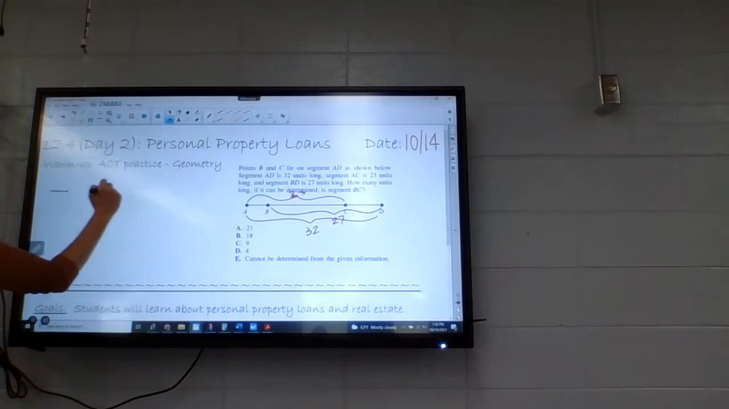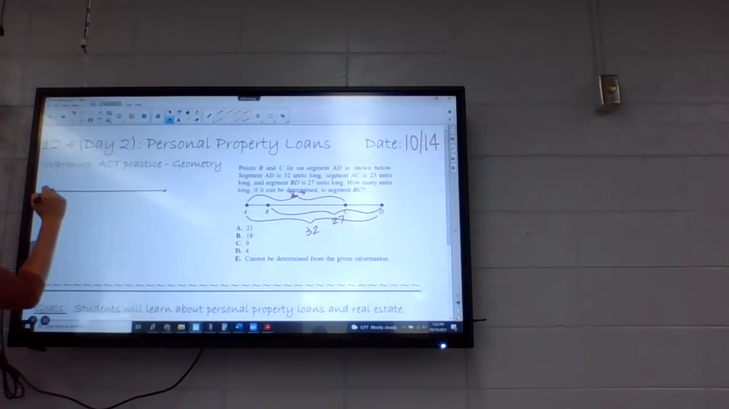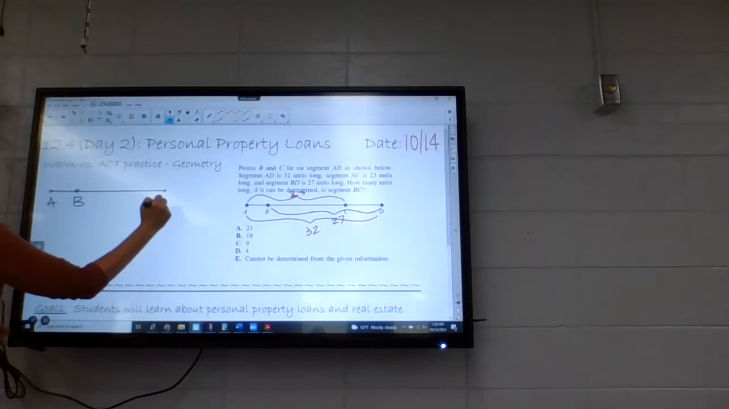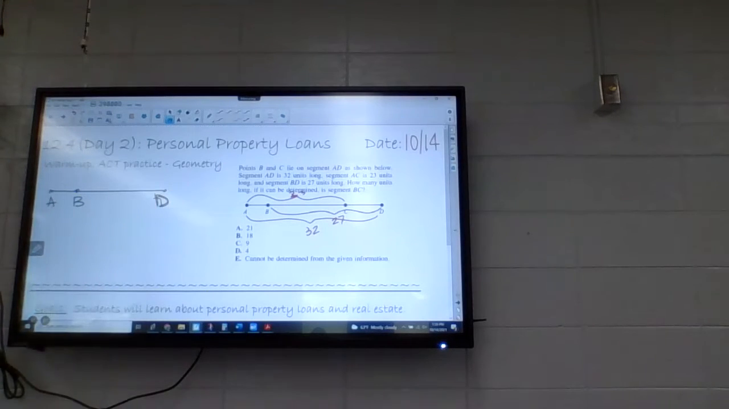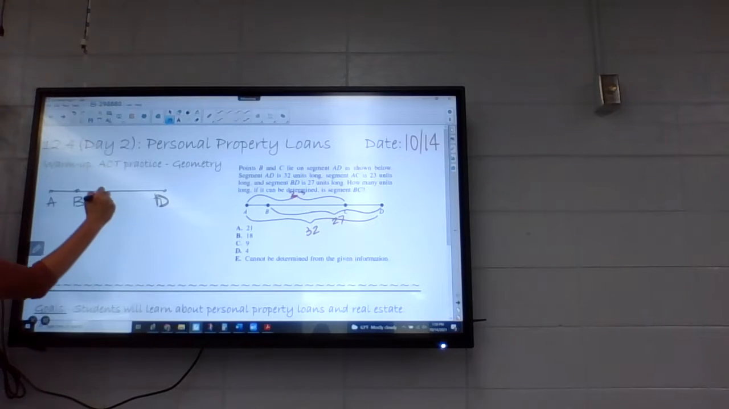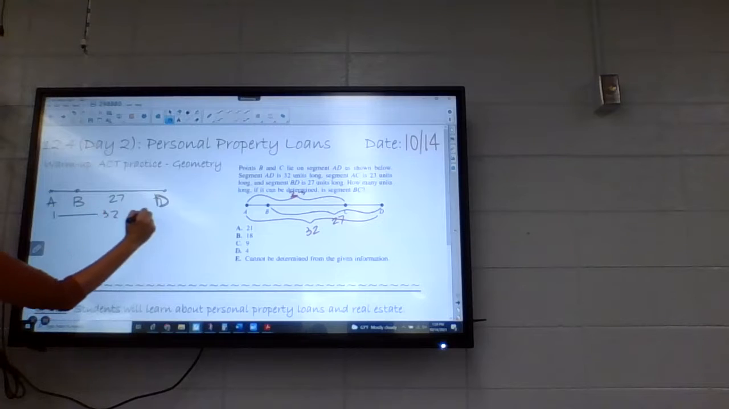So I believe you can determine this. Initially, I kind of thought maybe not, but I'm going to show it this way first. So I'm going to get C out of there. Let's do A, B, and D. So ignore C for right now. So this is 27, and this is 32, right?